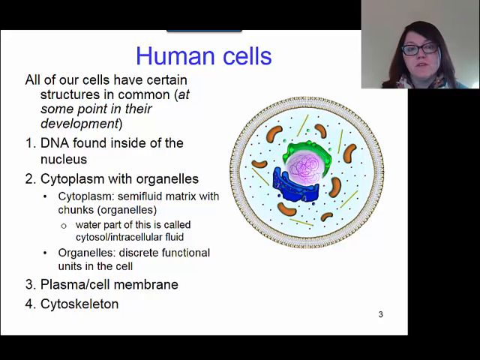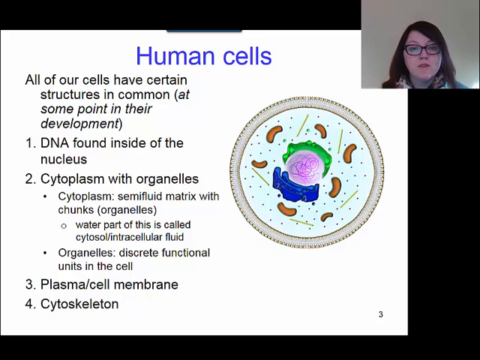Now, all human cells have certain structures in common. These are things that we're going to find in all the cells in our body. So all human cells have DNA found inside of a nucleus. DNA is the molecule of heredity. It's what's passed on from parent to offspring, and it contains the code to make proteins.